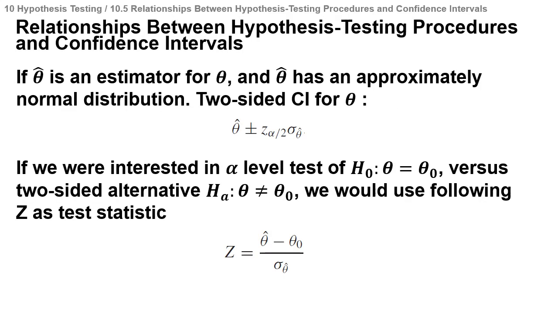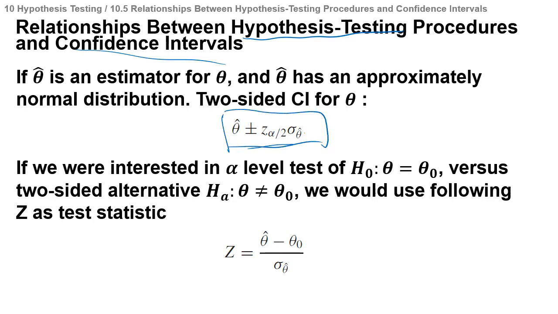Okay, so let's move on to chapter 10.5, which is relationships between hypothesis testing procedures and confidence intervals. What would be the relationships between hypothesis testing and confidence intervals? Actually, they are very closely related. If zeta hat is an estimator for zeta and zeta hat has an approximately normal distribution, the two-sided confidence interval for zeta is calculated this way.